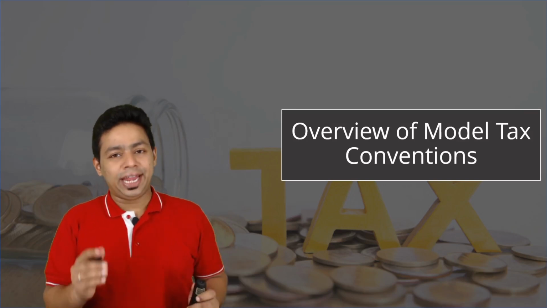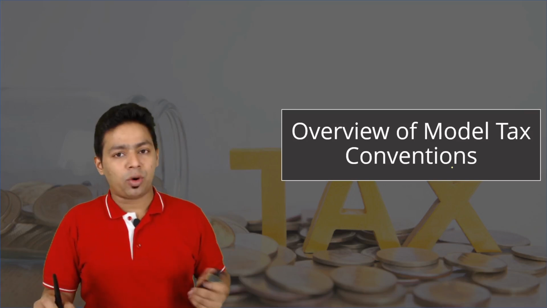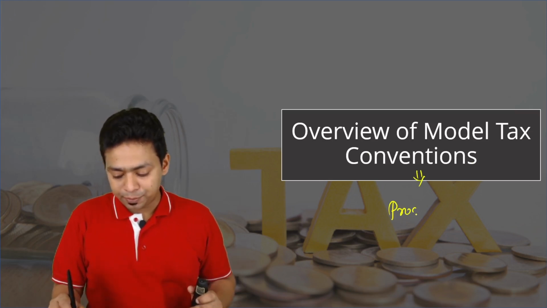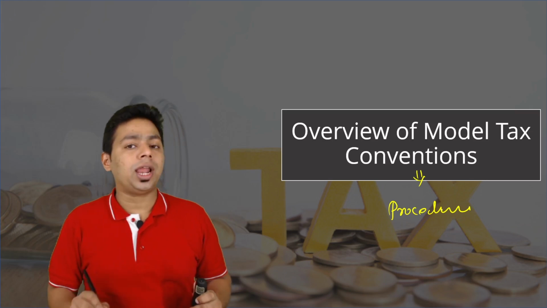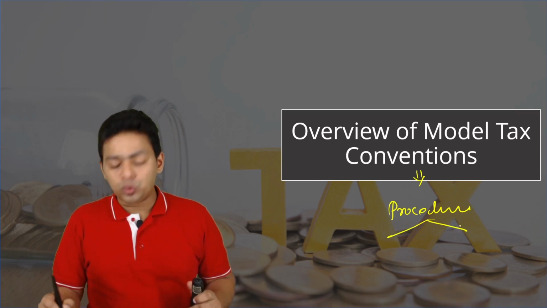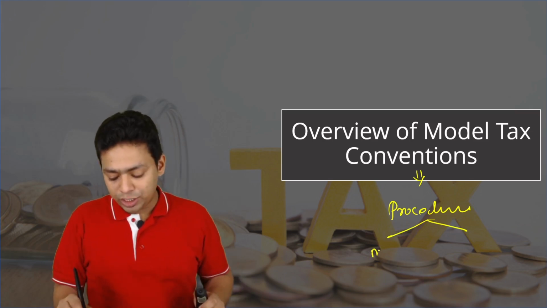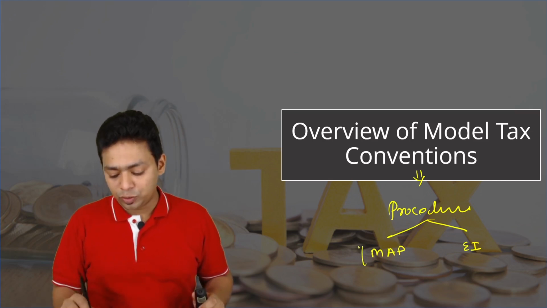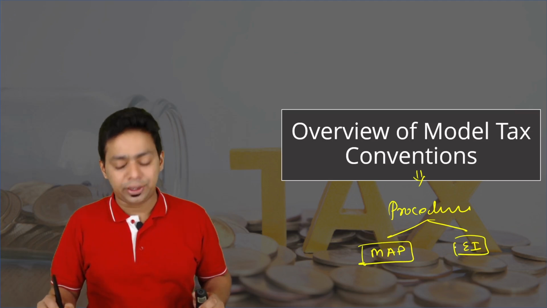So this is almost the end of the model tax conventions, and here we are going to discuss some procedural aspects. So why do we need procedural aspects? Two major discussions we are going to have here: one is the mutual agreement procedure and the other is exchange of information. Please understand these two terminologies, my dear friends.